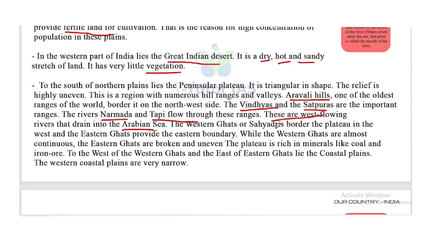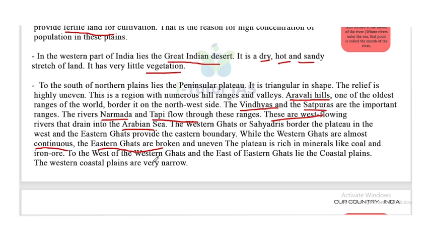The Western Ghats or Sahyadris border the plateau in the west, and the Eastern Ghats provide the eastern boundary. While the Western Ghats are almost continuous, the Eastern Ghats are broken. The plateau is rich in minerals like coal and iron ore.